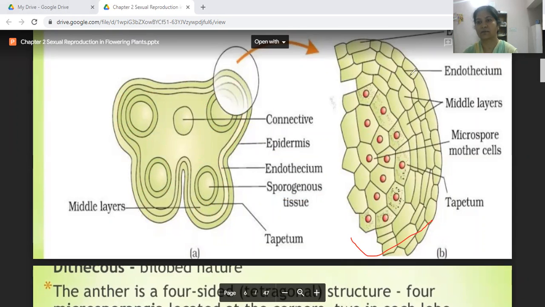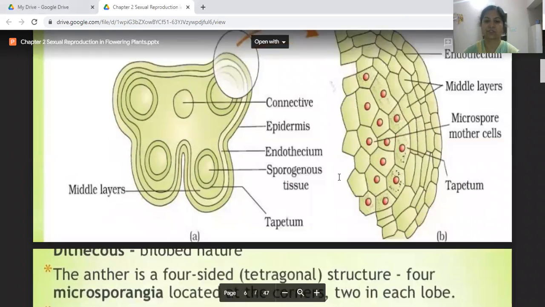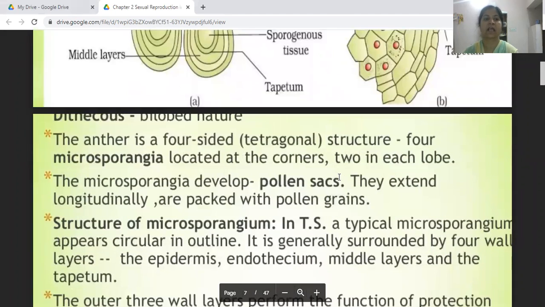This is the young anther wall, which has the layers: outermost epidermis, then endothecium, then middle layers, then microspore mother cells, and they are surrounded by the layer of tapetum, which is a nourishing layer. You can see it has rich cytoplasm and a dense nucleus, actually providing nutrition to the sporogenous tissue to form microspores.